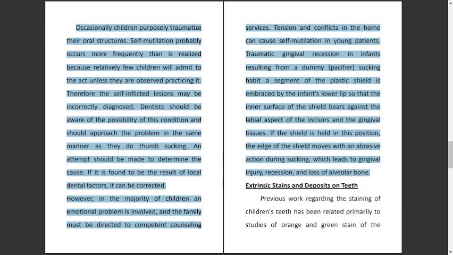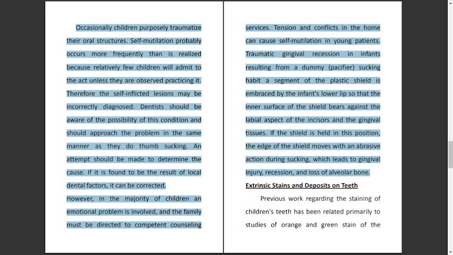Dentists should be aware of the possibility of this condition and should approach the problem in the same manner as they do thumb sucking. An attempt should be made to determine the cause. If it is found to be the result of local dental factors, it can be corrected. However, in the majority of children an emotional problem is involved, and the family must be directed to competent counseling services. Tension and conflicts in the home can cause self-mutilation in young patients.